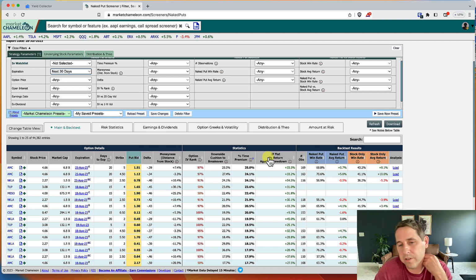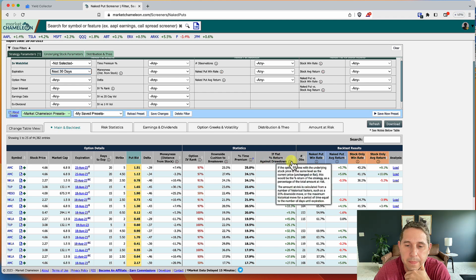And this next one is a little tricky, the calculation. It says if flat percentage return against drawdown. And what this says here is, if the option expires with the underlying stock price at the same level as the current price, this would be the percentage return of the strategy as a percentage of the total amount at risk. So usually when people count percentage return if flat, they do it on the entire risk of a cash secured put trade. But Market Chameleon is actually doing it by the amount at risk.